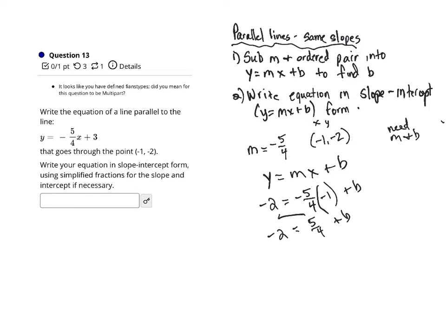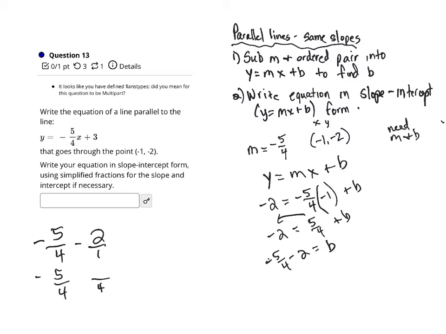So we're going to move this over. We're going to have negative 5 fourths minus 2 equals b. Now we can change it to a mixed number and add it together like that, or I'm just going to remind you of how to add and subtract when you have fractions. So negative 5 fourths minus 2, we're going to put that over 1. We need a common denominator, which is 4. If the denominator doesn't change, the numerator doesn't change, so that negative 5 fourths doesn't change.